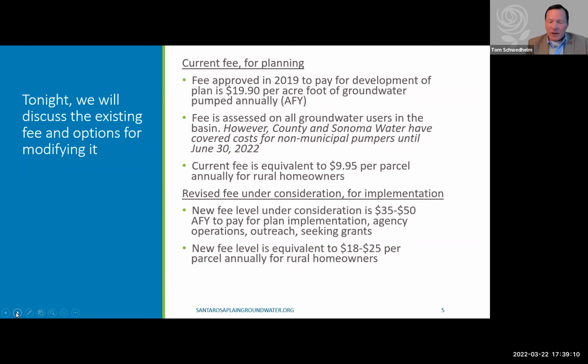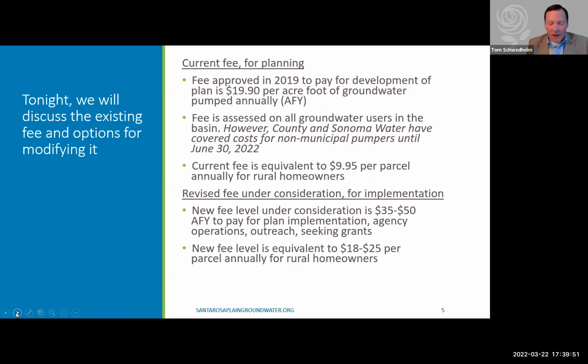As you will hear from the next 2 speakers, the current fee doesn't raise enough revenues to cover the cost of implementing a recently adopted groundwater plan. So the new fee level that is under consideration is equivalent to between $35 and $50 an acre foot. For rural residents, that would equate to $18 to $25 per parcel annually. Again, our fee consultant will get into the details, including how the fee is calculated. But we wanted to let you know the number right off the bat to help alleviate some concerns. I look forward to your questions and comments and want to assure you that the GSA board will be discussing your feedback at our next meeting as we develop the fee.